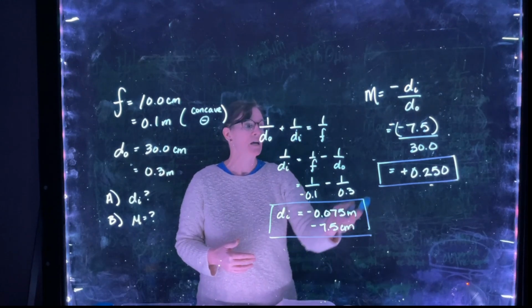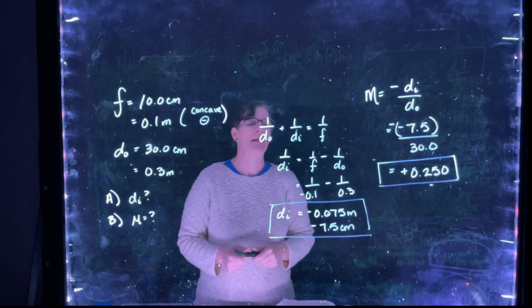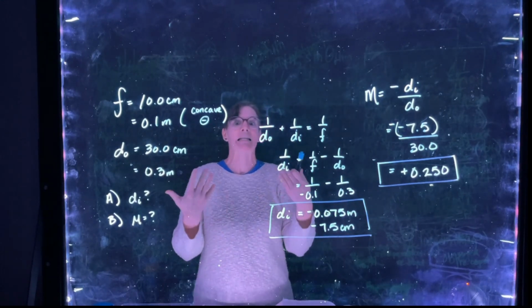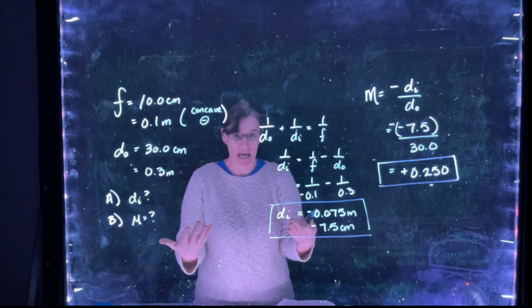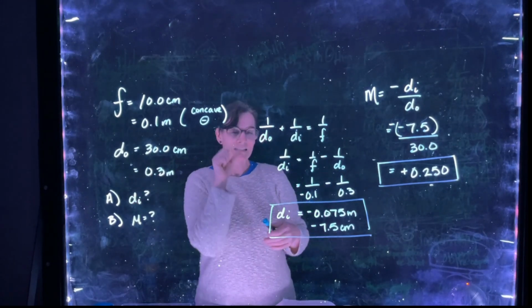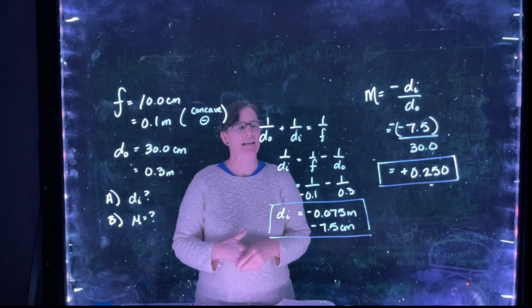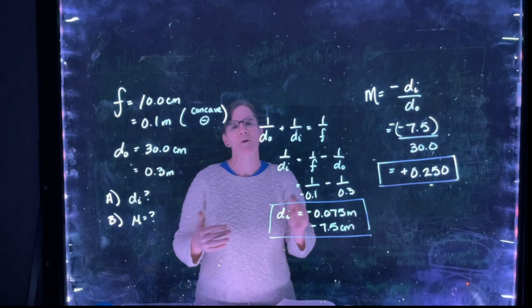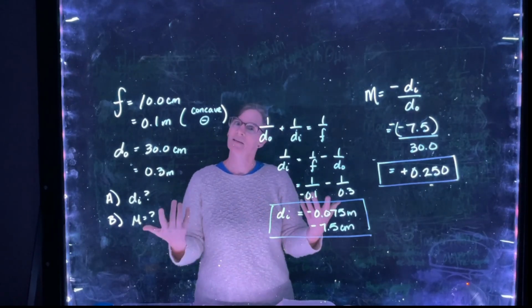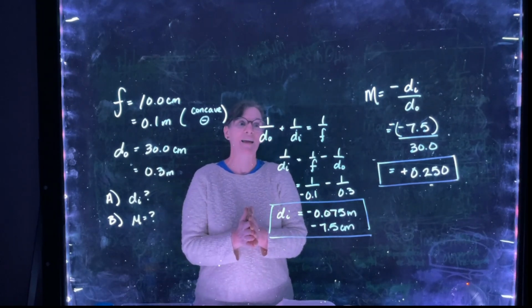So we see, as we would have expected, in a concave lens we get a positive magnification that tells us that it is upright relative to the object, virtual, and it's smaller. Remember, concave lenses always produce smaller virtual images. So it's consistent. All right, good job.